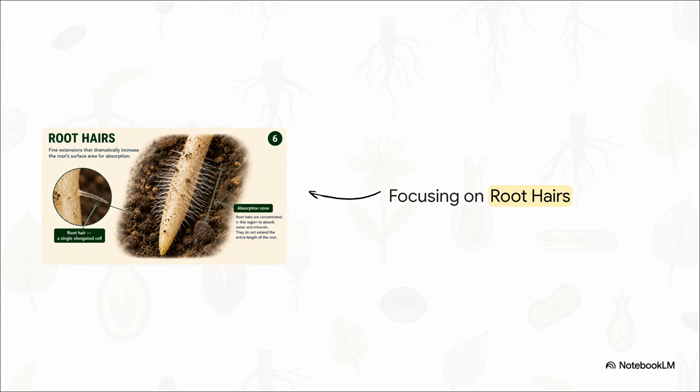But notice exactly where they are. They're highly concentrated in a specific region called the absorption zone. They actually don't run the entire length of the root. I want you to start wondering about that right now. Why exactly wouldn't a plant want these super absorbing hairs covering the entire length of its root system? Keep that in the back of your mind.